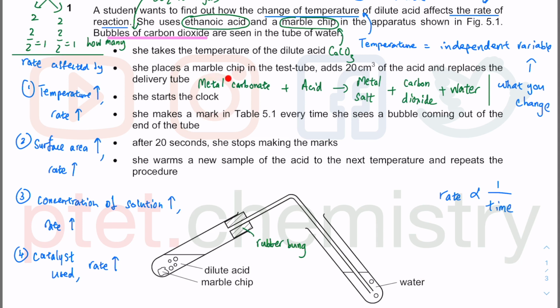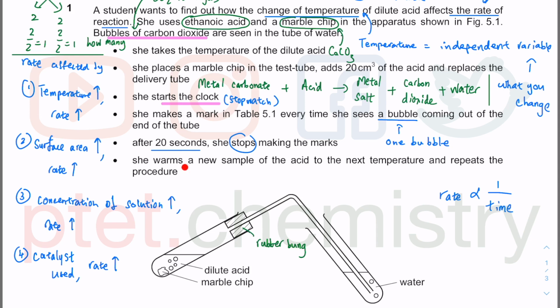As soon as she placed the marble chip into the test tube, and then added in the acid, and then put in the delivery tube to seal it up, she starts the clock, referring to the stopwatch or the stop clock. In physics, you will have learned that you use something called a stopwatch to record time. She makes a mark in this table 5.1 every time she sees a bubble coming up, meaning one bubble. So she's going to count how many bubbles come up. After 20 seconds, she stops.